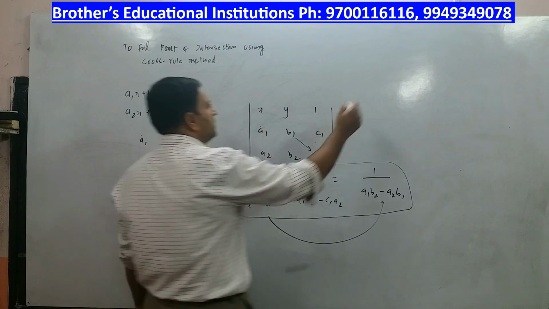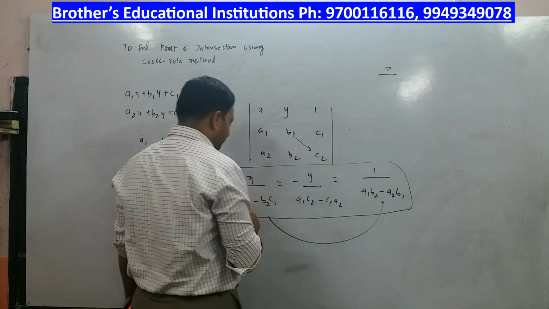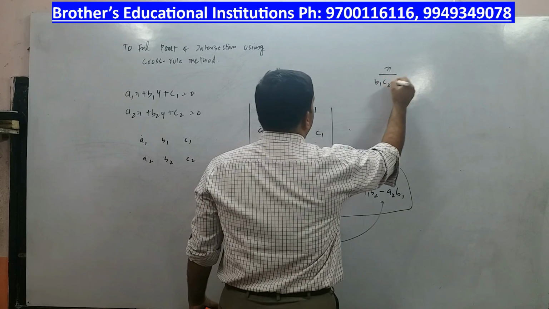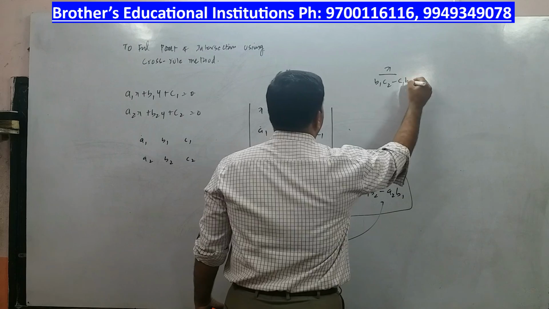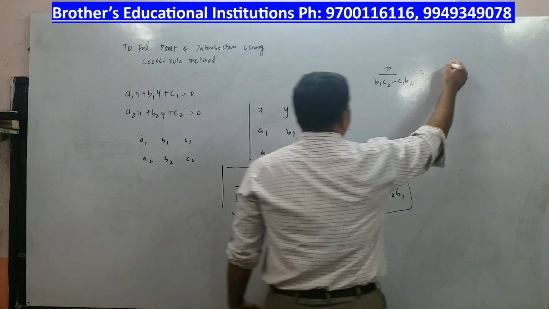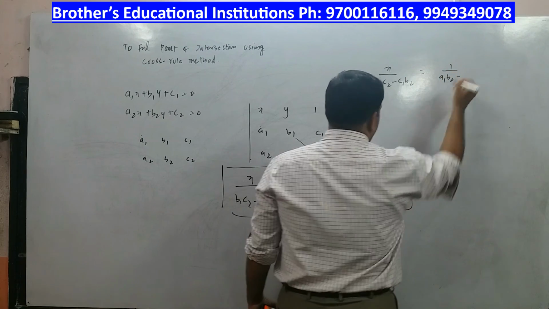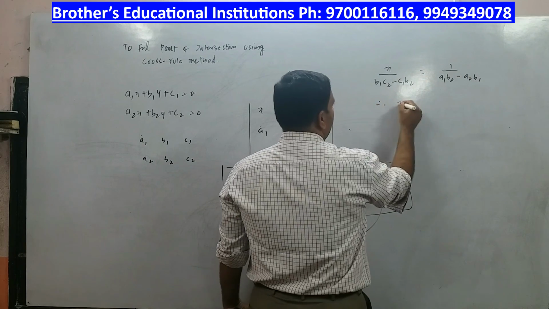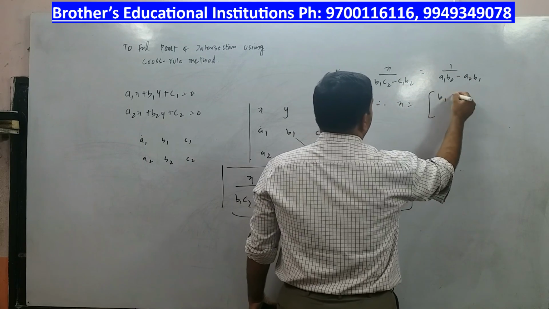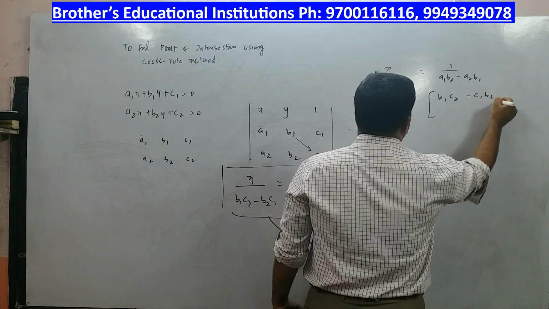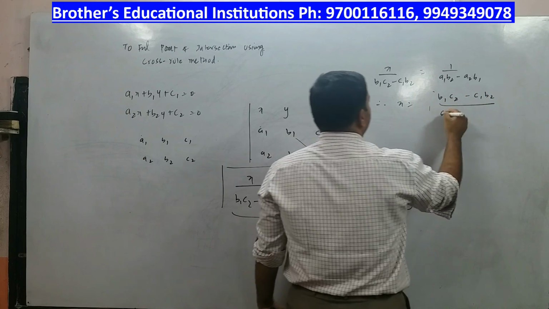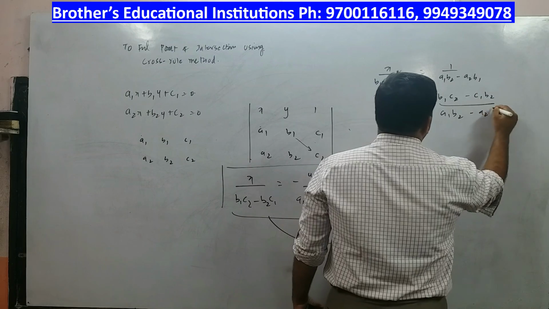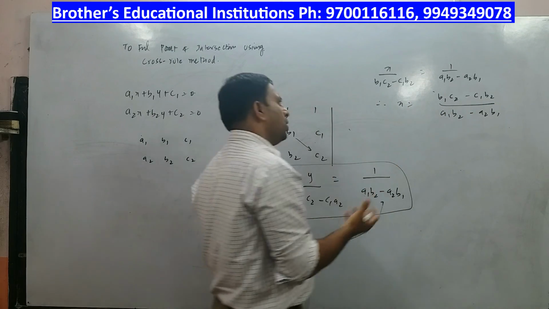Now when I equate this, x by b1 c2 minus c1 b2 is equal to 1 by a1 b2 minus a2 b1. So therefore, x is equal to b1 c2 minus c1 b2 by a1 b2 minus a2 b1. Like that you will get the x coordinate or abscissa.